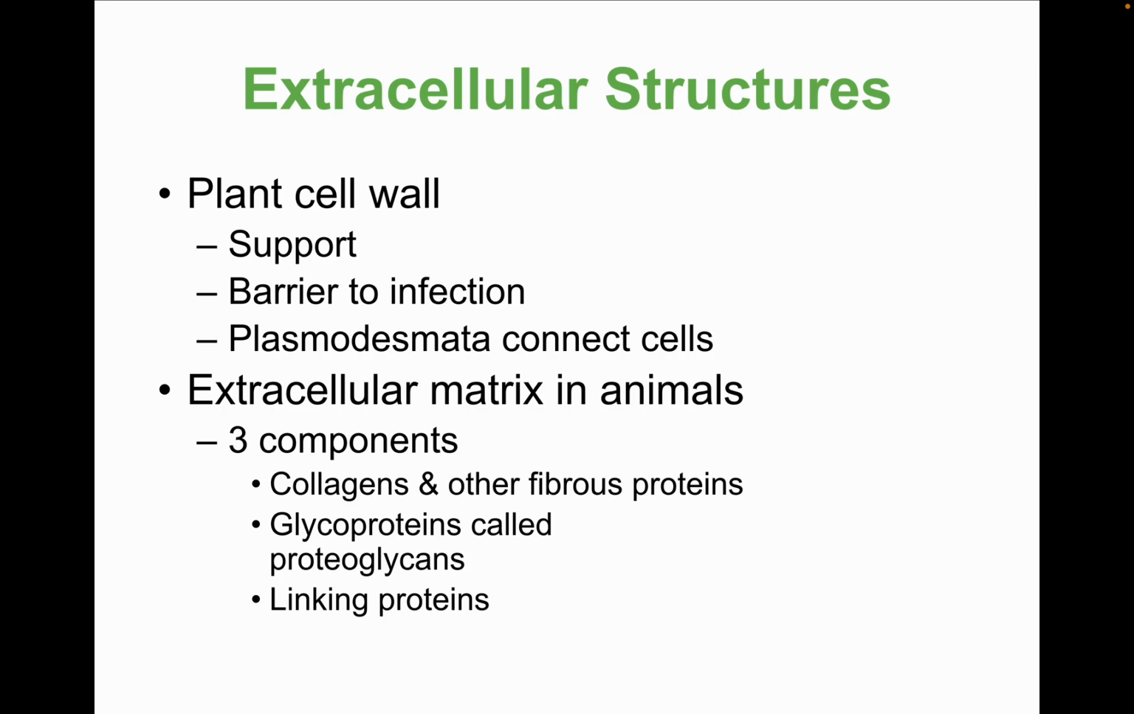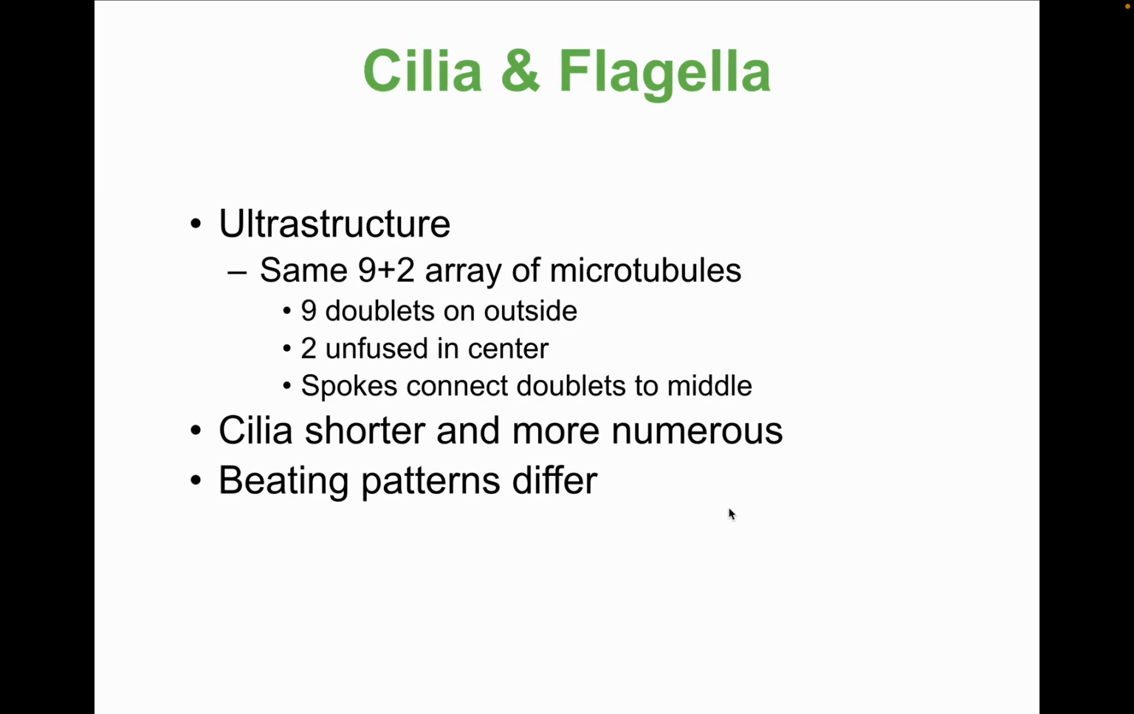So extracellular structures, just more on those. As mentioned before, there's the plant cell wall, but there's also some extracellular structures in animal cells as well. I actually did not know about this, so this is very interesting. There are three main components: collagens and other fibrous proteins. If you look at a cell diagram, you can see some diagrams have labeled those elements floating around the cell to keep the cells from running into each other. There's also glycoproteins, and there's some linking proteins.